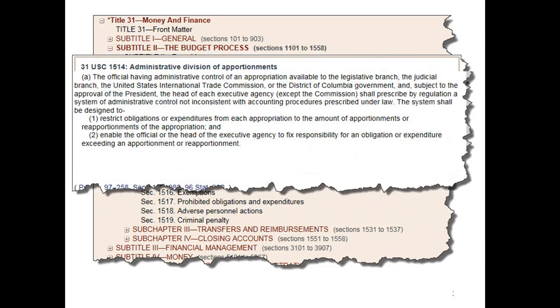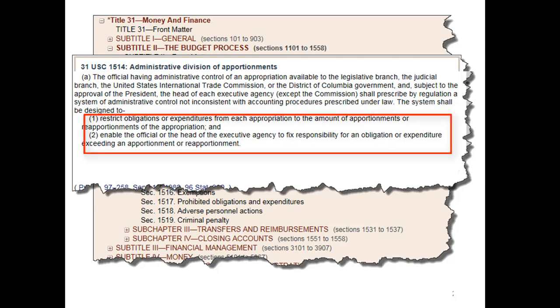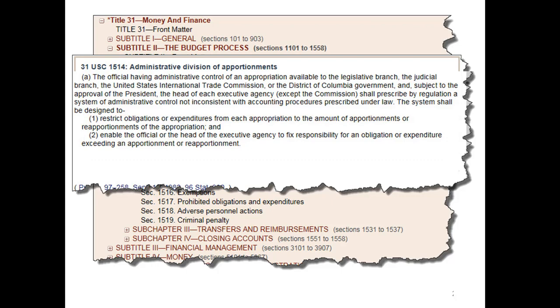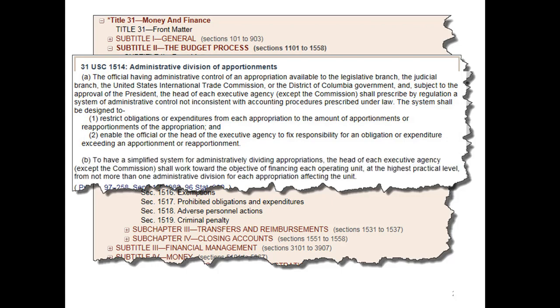Section 1514 establishes the requirement of a system of administrative control that has to be prescribed by regulation. This system has to restrict obligations to amounts apportioned and enable the head of the agency to fix responsibility for over-obligations. A 1956 amendment was made in response to a proliferation of Anti-Deficiency Act violations. This amendment suggested financing operating units at the highest practical level, from not more than one administrative division for each appropriation affecting the unit.